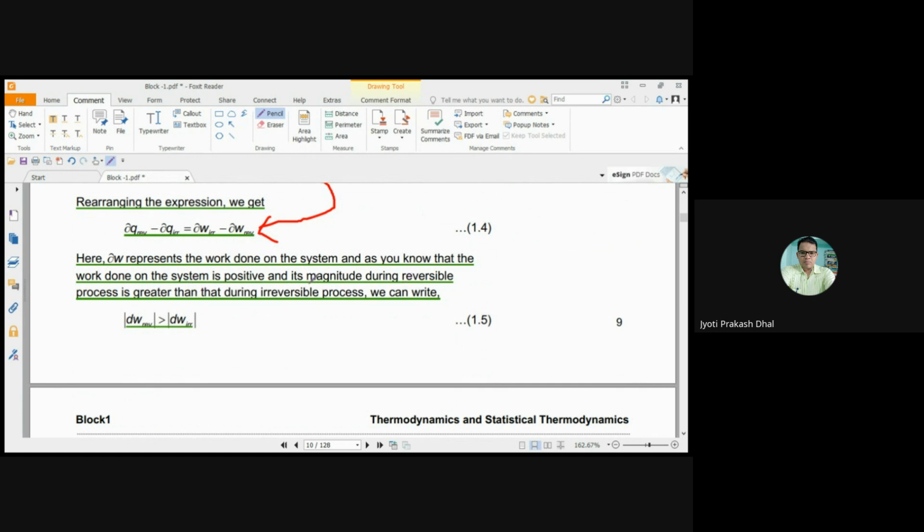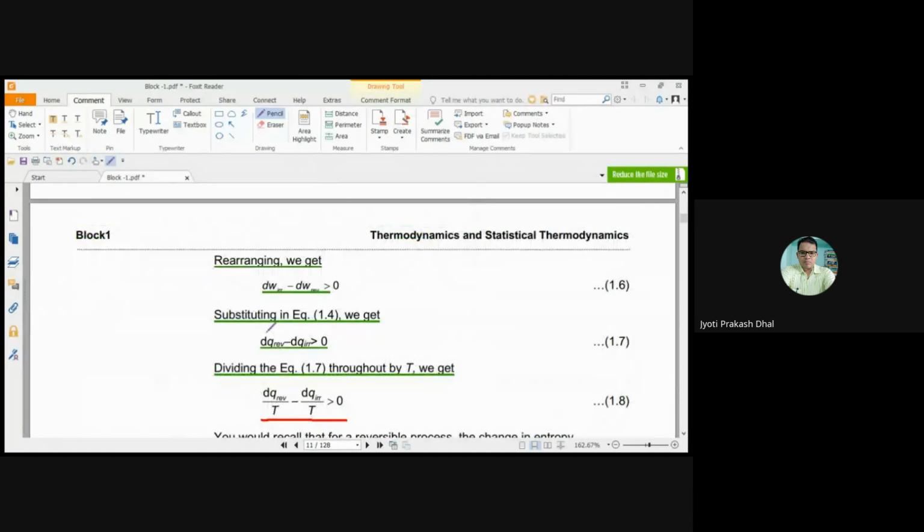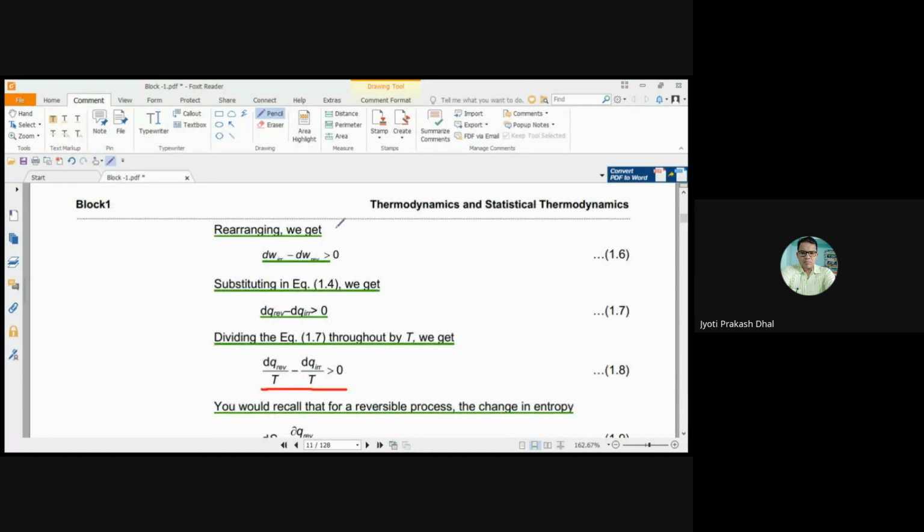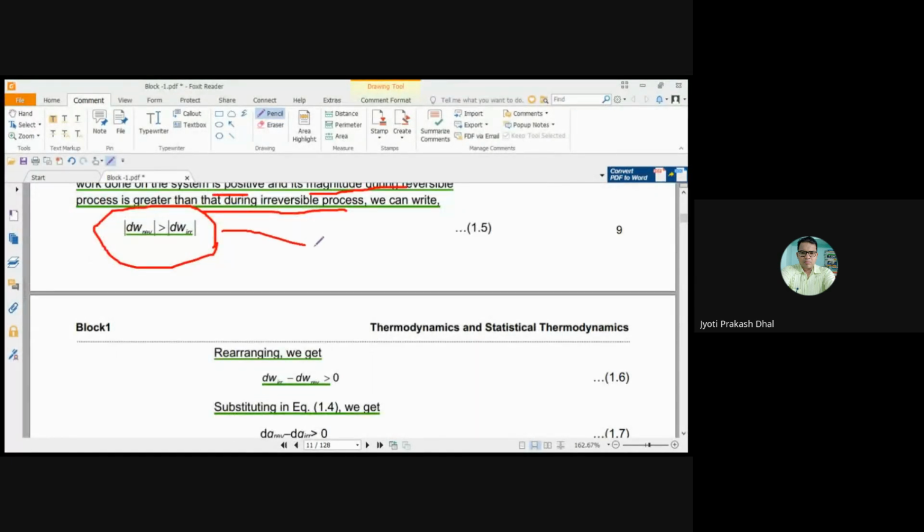And as here work is done on the system, that is positive work, and its magnitude during the reversible process is greater than during the irreversible process. Hence we can write that the magnitude of work done in the reversible process is greater than the magnitude of work done in the irreversible process. So the magnitude of dw reversible is greater than the magnitude of dw irreversible. Now rearranging, we can write dw irreversible minus dw reversible is greater than 0.